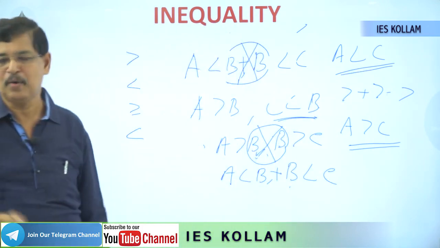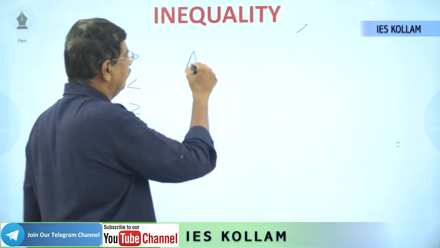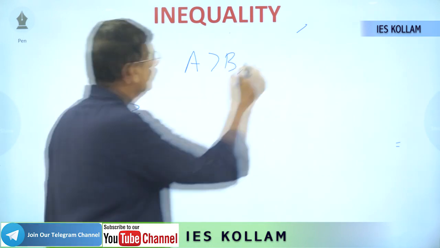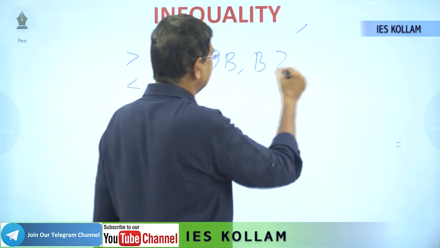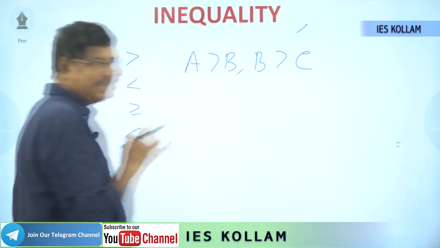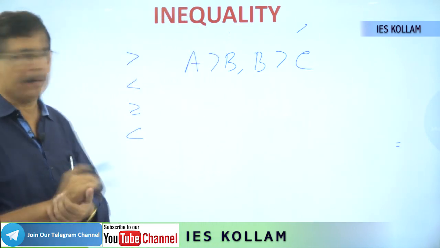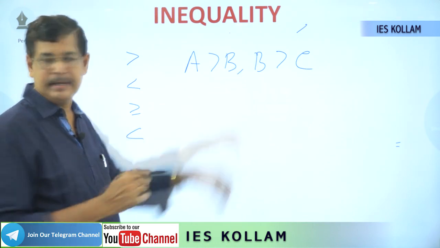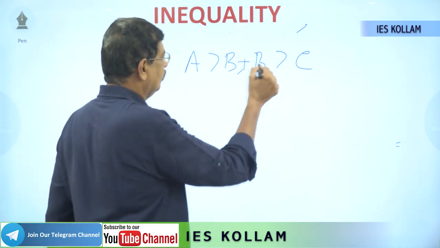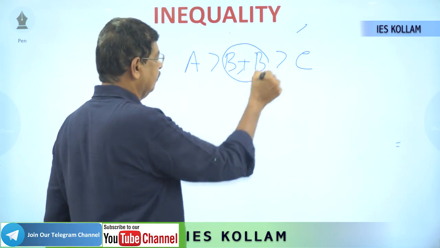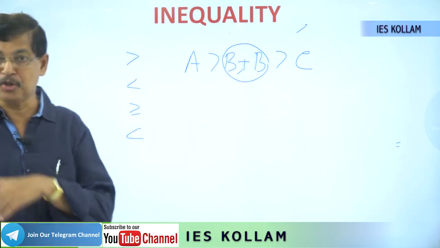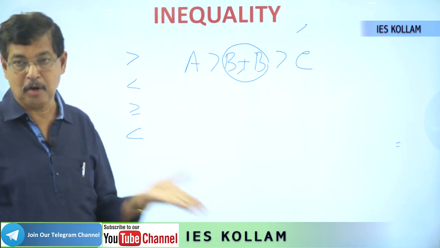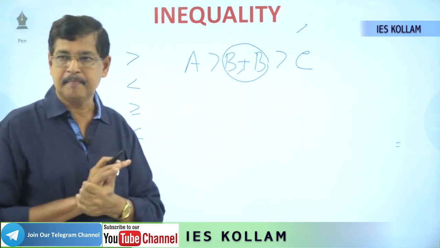Okay, once again I will tell you. A greater than B is a statement. Another statement, B greater than C. We have to check whether we can combine or not. For combination, the first point to remember is there should be one common term. We have to bring that common term into the center. In this particular statement, the common term is in the center, so we need not bring it.